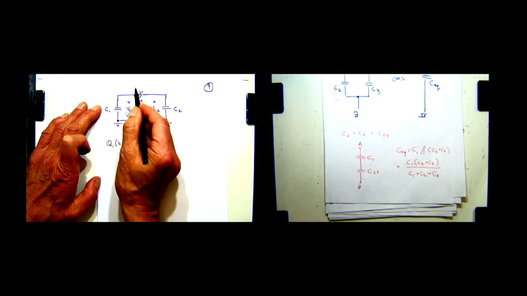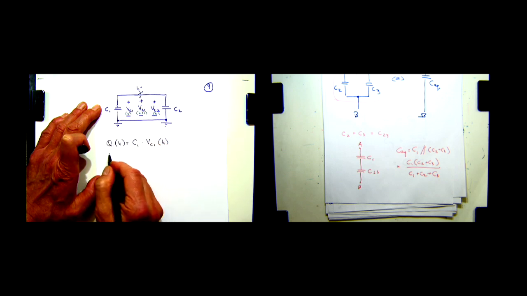That's before I make this connection. I guess I could have indicated a switch that I close at time K plus, right? Or K plus 1. And then what is the charge on capacitor C2? Just before I open the switch, well, it's also going to be equal to C2 times VC2 of time K.